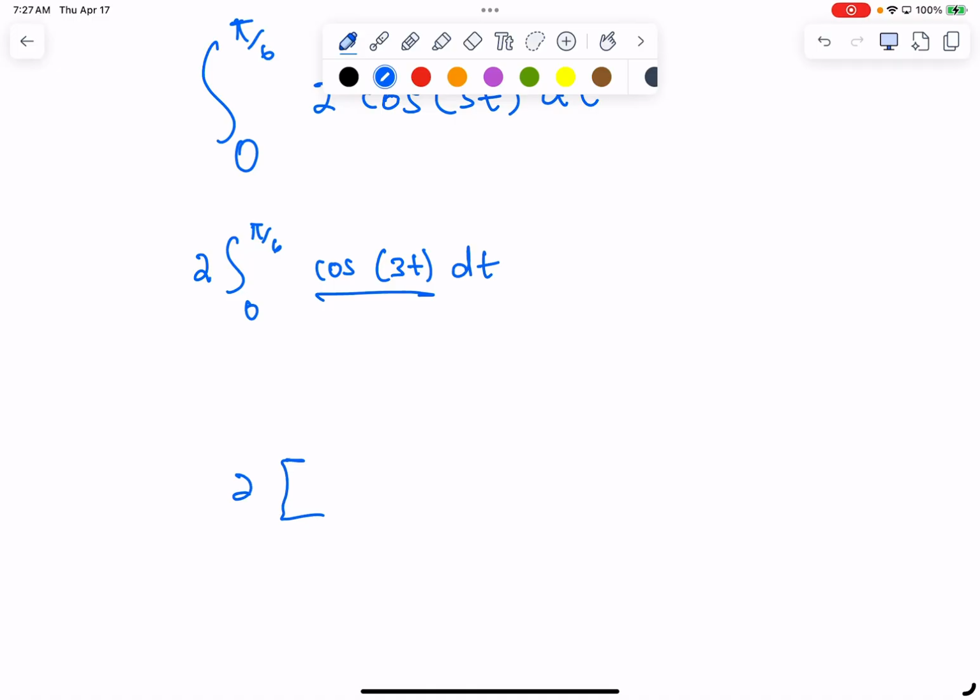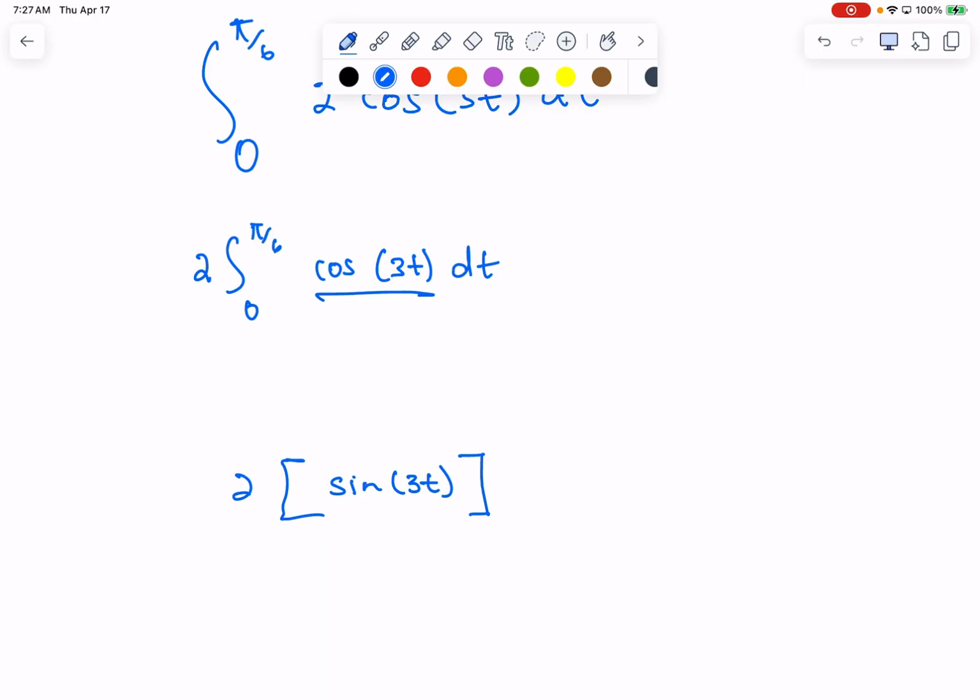What would you take the derivative of to get cosine 3t? You just sign. Regular sine. Yeah, we're going to practice that. I'm not going to get you, because people get tripped up with the derivative and integral. You just got to remember, we're going in reverse.